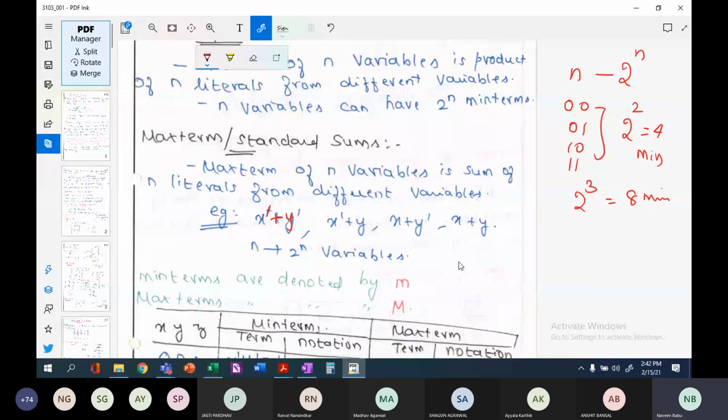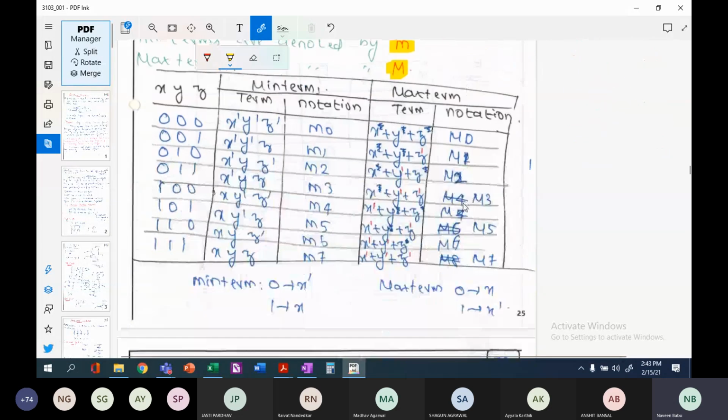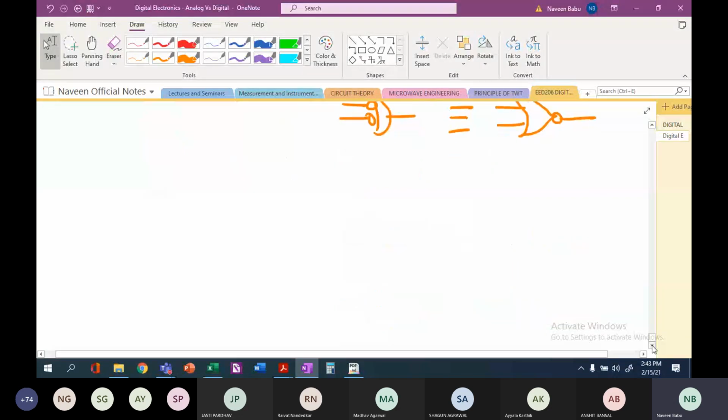Again, how many max terms are possible if you have n variables? 2 power n possible max terms. Normally, min terms are represented as small m and max terms are represented as capital M. Now let me list a table here.